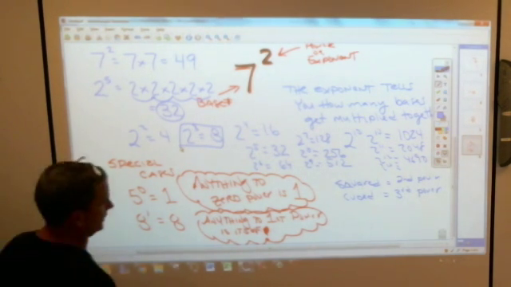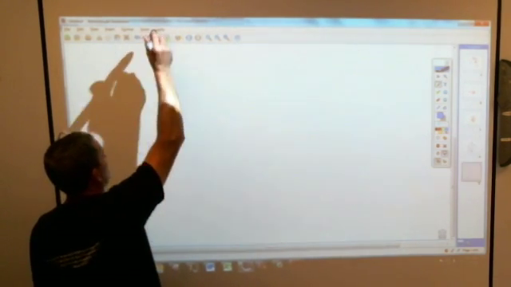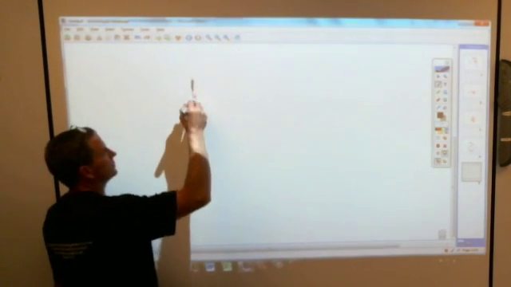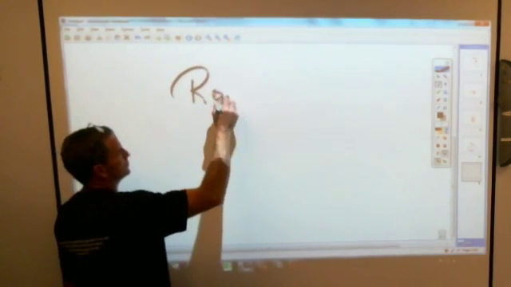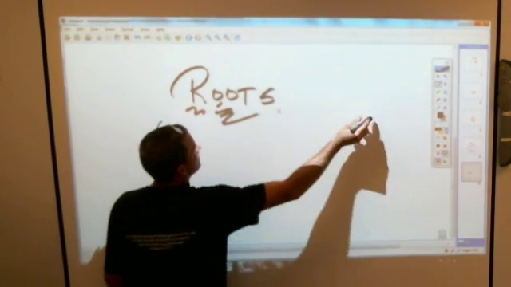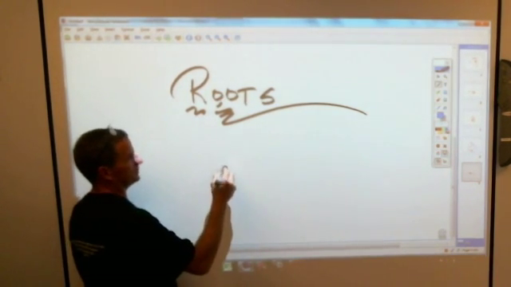Perfect. Now, another blank piece of paper because the opposite, ladies and gentlemen, of exponents and powers is somebody, anybody. Roots. And roots looks like this.